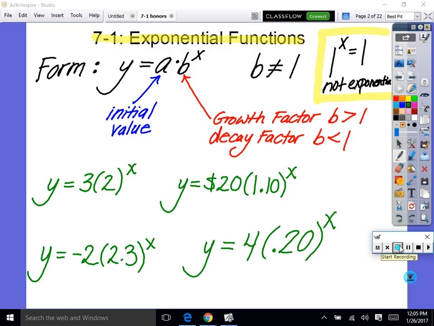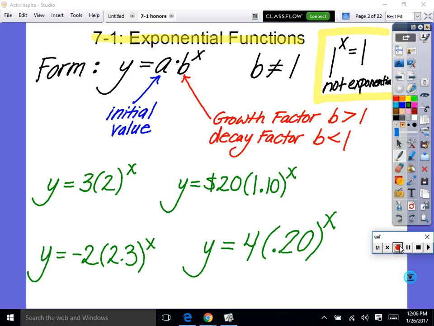Okay, so we're in the unit of exponential and logarithmic functions, which is one I really like. So exponentials have the form y is equal to a times b raised to the x, where a is what we call our initial value and b is the growth or decay factor.